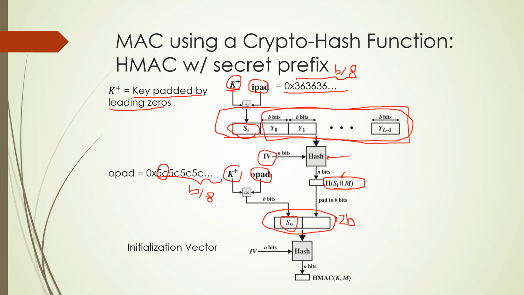How many times? B over 8. For example, if B is 16, then it's going to be 2 5c's, 5c, 5c. If B is 32, it's going to be 4 times 5c: 5c, 5c, 5c, 5c. And then the next part is to apply the same hash function on the concatenation of So and H of Si concatenated with M, and then the result will be the HMAC of key K and message M.